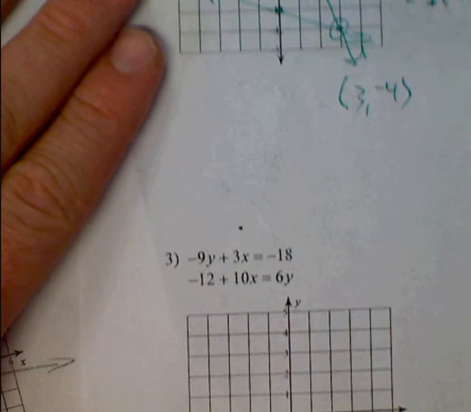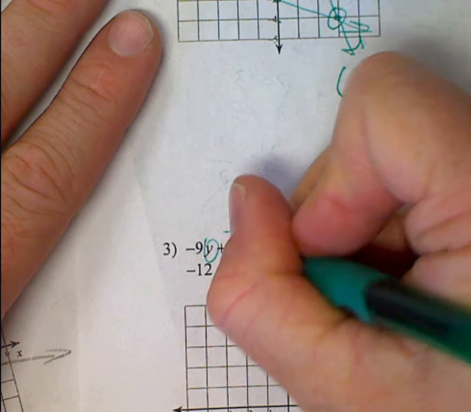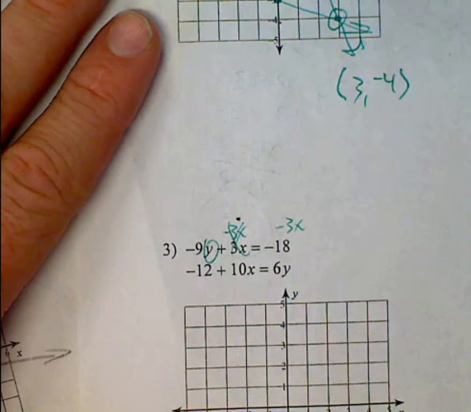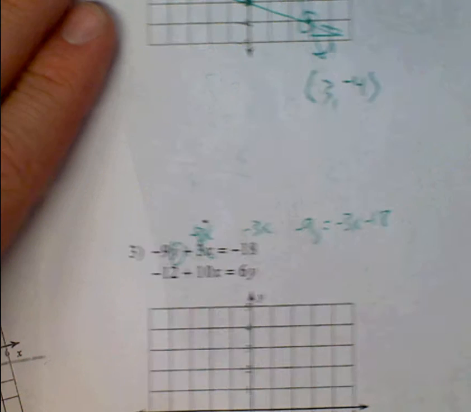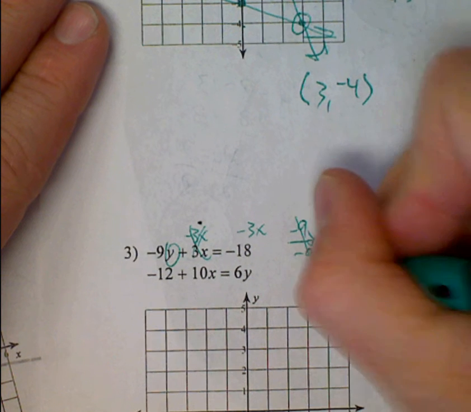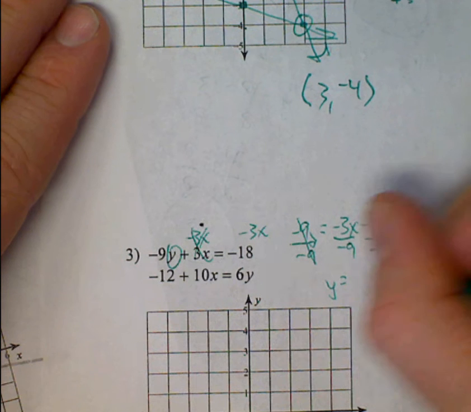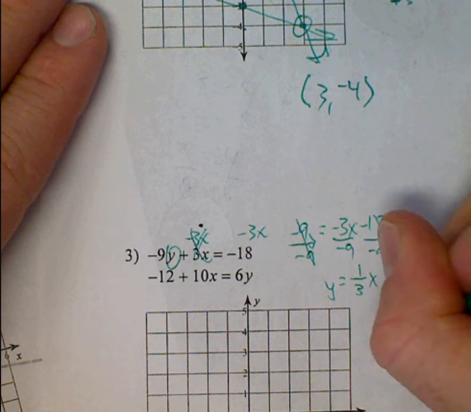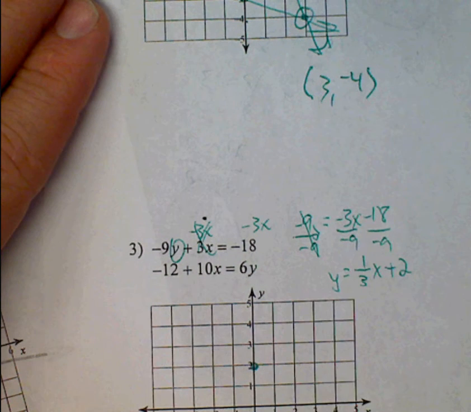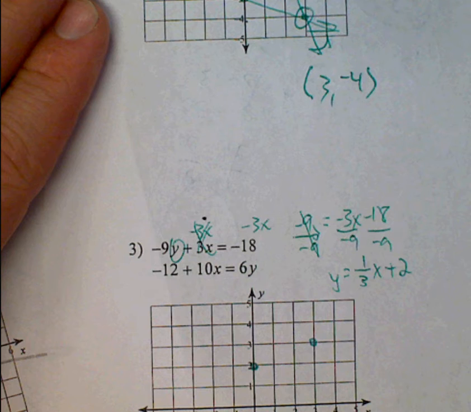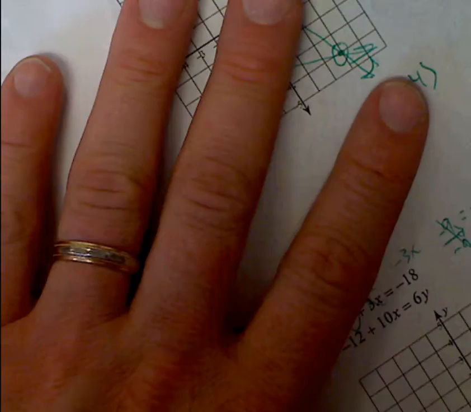Number 3. I need to get the y by itself. I'm going to subtract 3x, subtract 3x. Negative 9y equals negative 3x minus 18. Divide by negative 9. Y equals, I can reduce this, positive 1 over 3x, plus 2. So I start at 2. I go up 1 over 3. I could go down 1 to the left 3. So there's my first line.